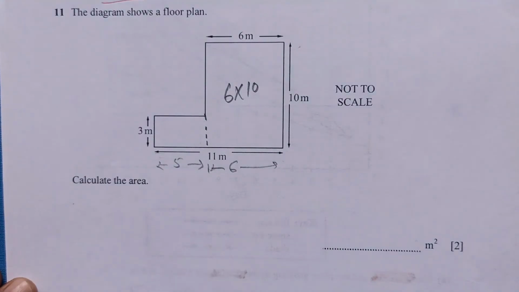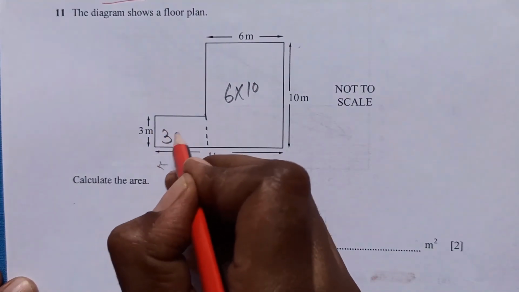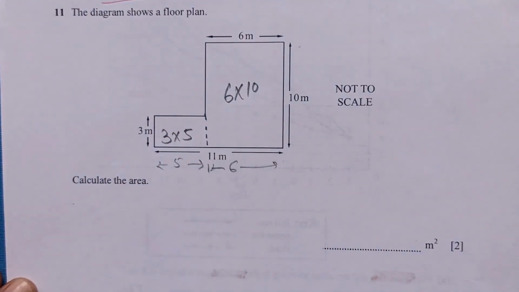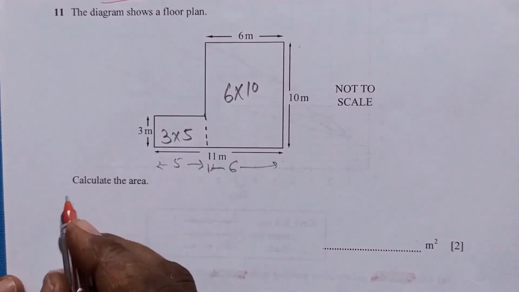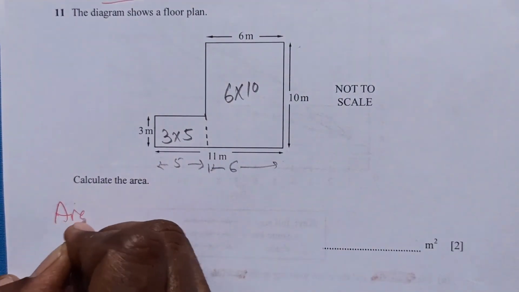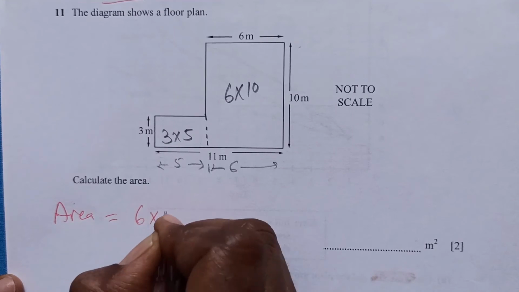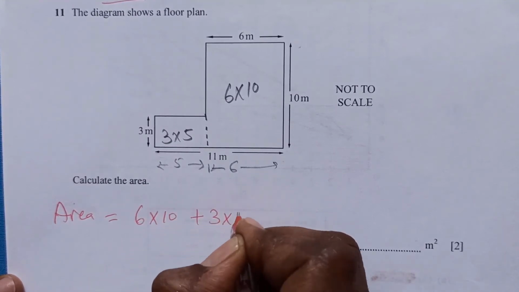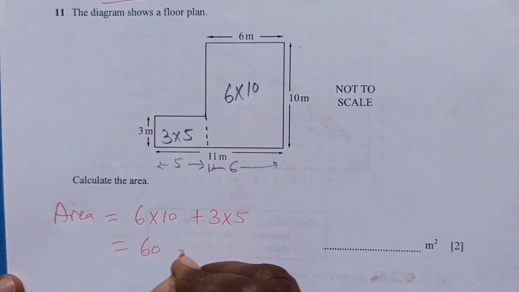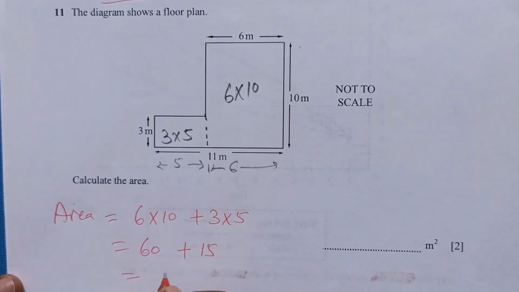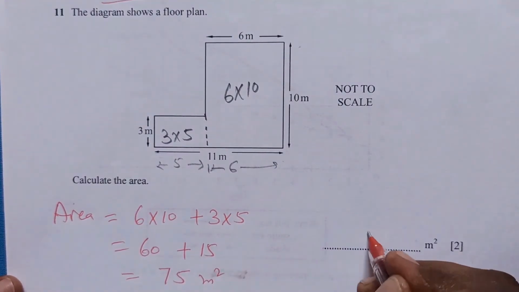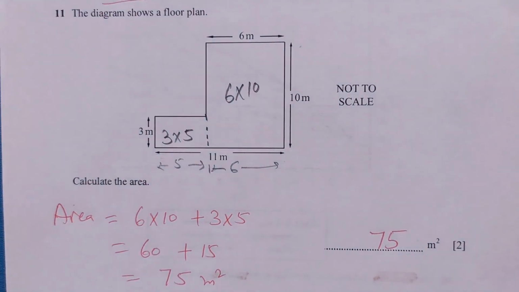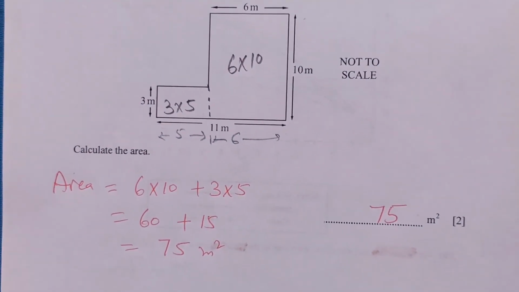So if this is 5, so this area is 3 times 5. So we are going to calculate total area. So area is 6 times 10 plus 3 times 5. So this is 60 plus 15, which is 75. So 75 meters square. So final answer is 75 meters squared.